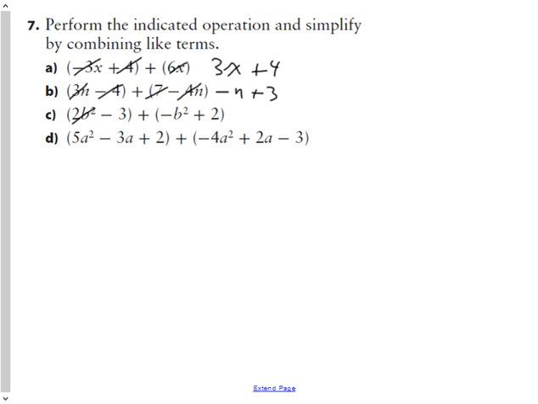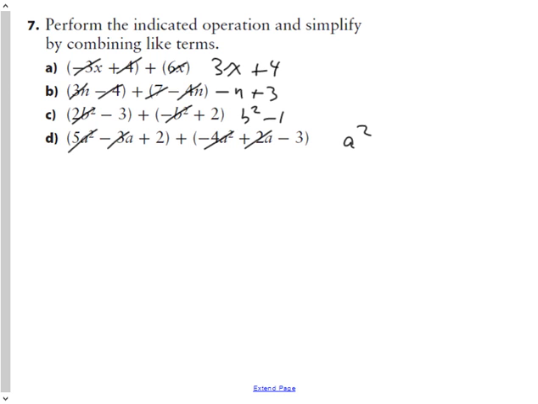A +2b squared and a -1b squared is going to make just a b squared, and a -3 and a +2 is going to make a -1. And finally, 5a squared and -4a squared, combine the coefficients of -4 and a +5, is going to be a +1 or just an a squared.